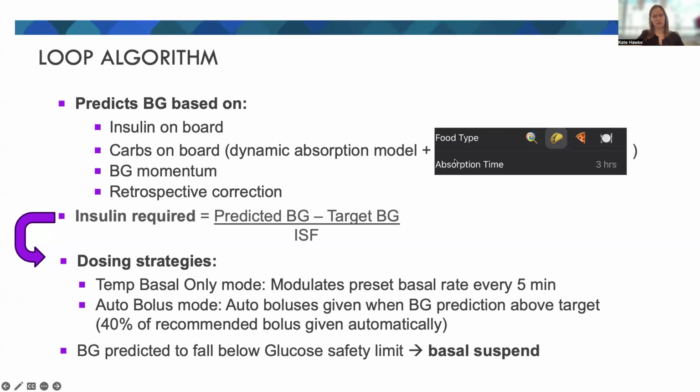So that selection of food type is really working with the carb on board absorption model so that Loop hopefully has an accurate idea how long those carbs are to be considered on board, and therefore can most accurately include that as part of the overall blood glucose prediction using all 4 factors.